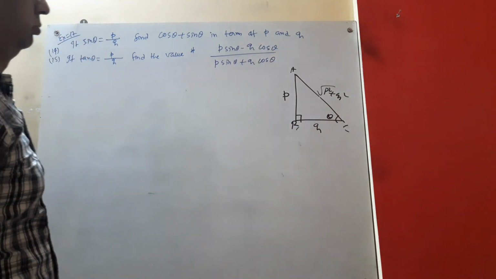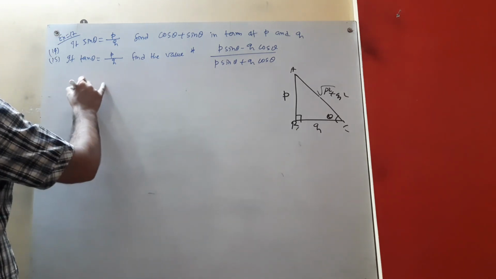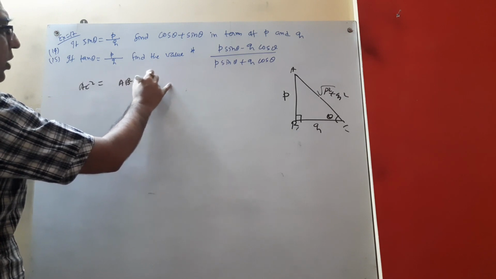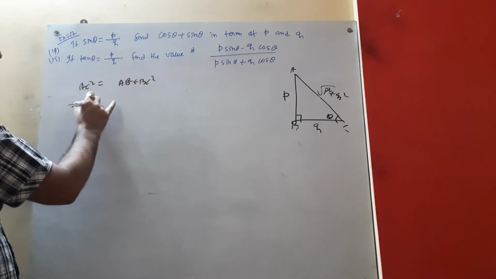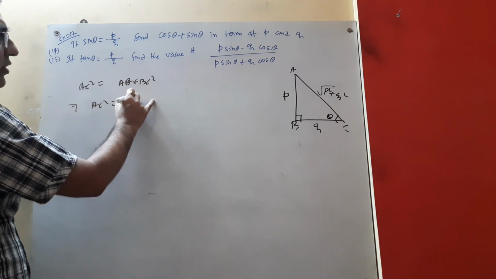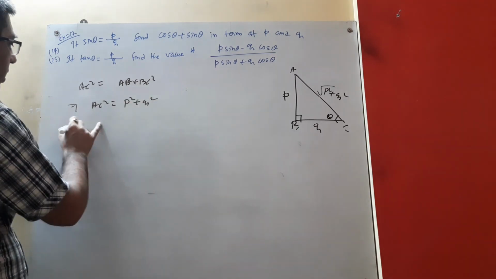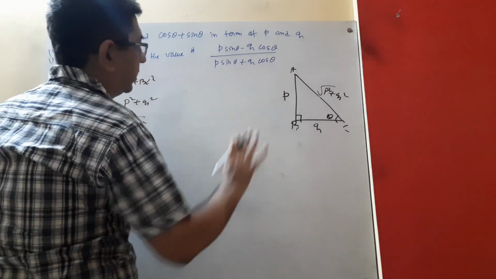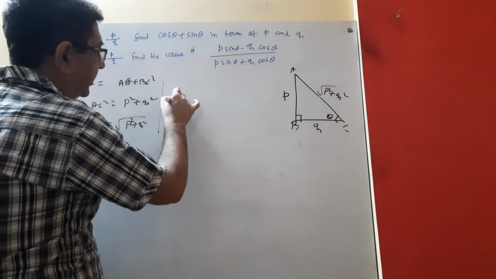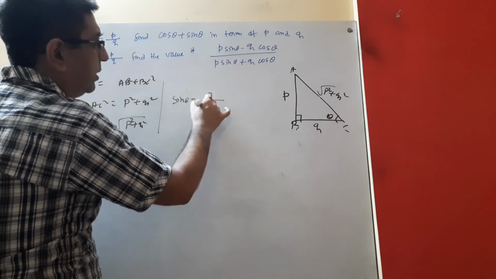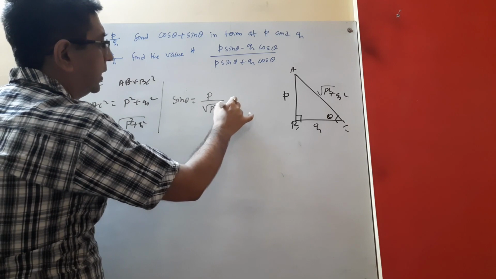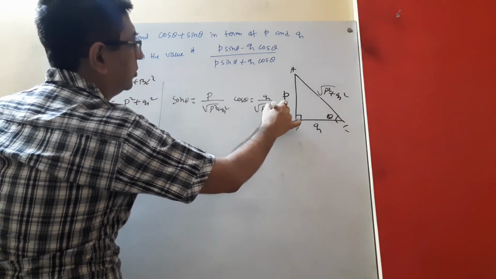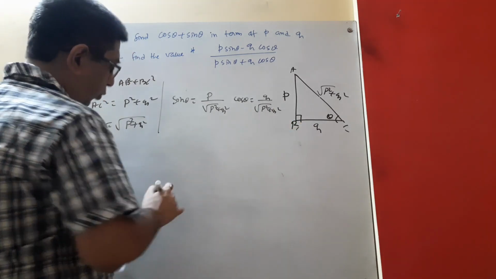You can do, okay? Look here, AC square equal to what? AC square equal to AB square plus BC square, applying Pythagoras theorem. So we get AC square equal to P square plus Q square. So AC equal to root under P square plus Q square. We have done. Now find sin theta. Sin theta equal to P by root under P square plus Q square and cos theta equal to Q by root under P square plus Q square. Now put the value.